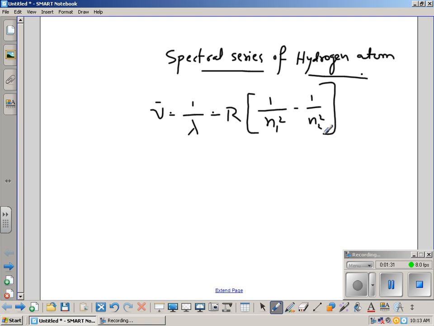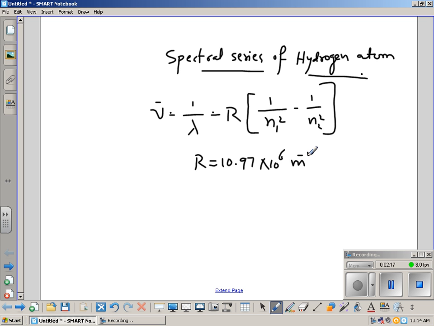What is the value of the Rydberg constant? Rydberg constant value, R is equal to 10.97 into 10 to the power of 6 per meter, that is meter minus 1. n1 is the number of the lower orbit, n2 is the number of the higher orbit.